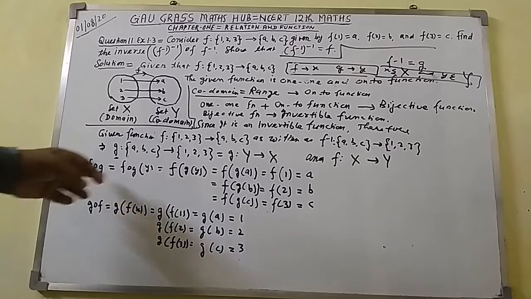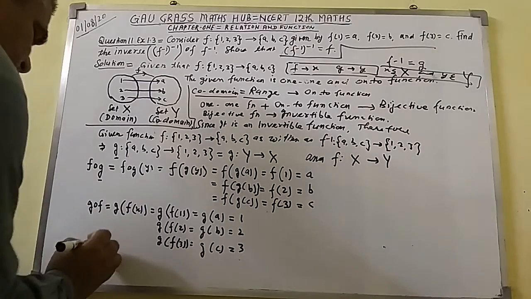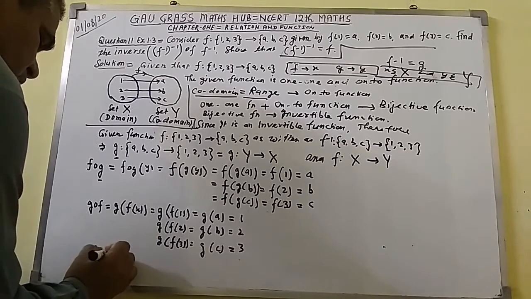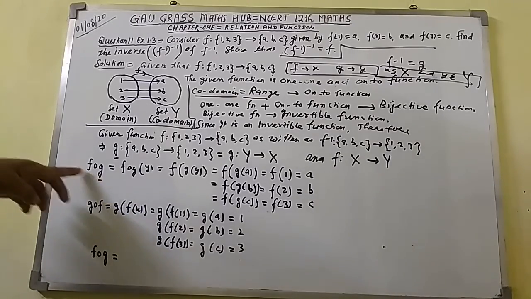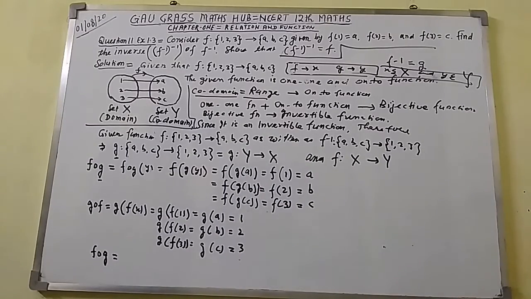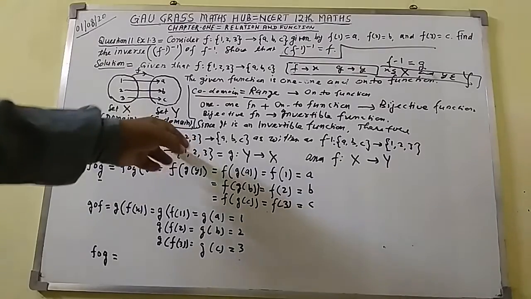Different values of F of G: A, B, C. Now you can very well know F of G. So F of G will be related to what? Here you can write in the last F of G. F of G, you have got here A, B, C. So think of what ABC is. ABC will be taken from this value.